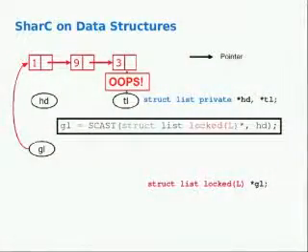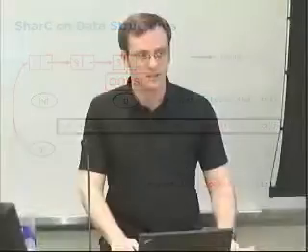So if Sharc were to allow this, there'd be a problem. Tail still thinks the thing it's pointing to is private, which is a problem because then we have one pointer pointing to that node that thinks it's locked, and another pointer pointing to that node that thinks it's private. So Sharc doesn't allow the sharing cast. In this case, we have to do something else.